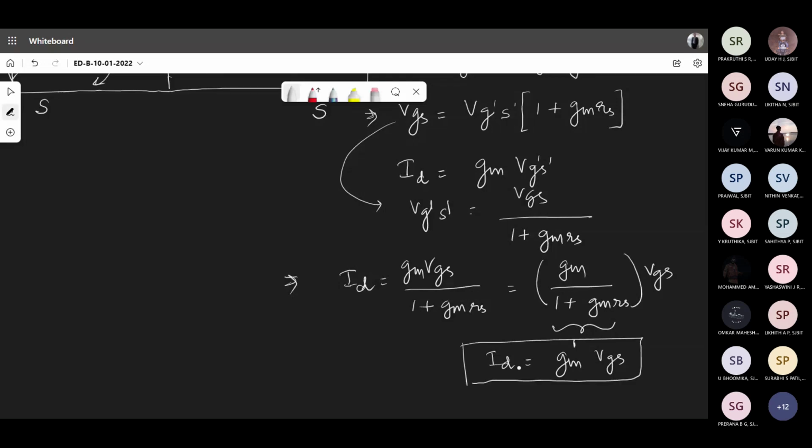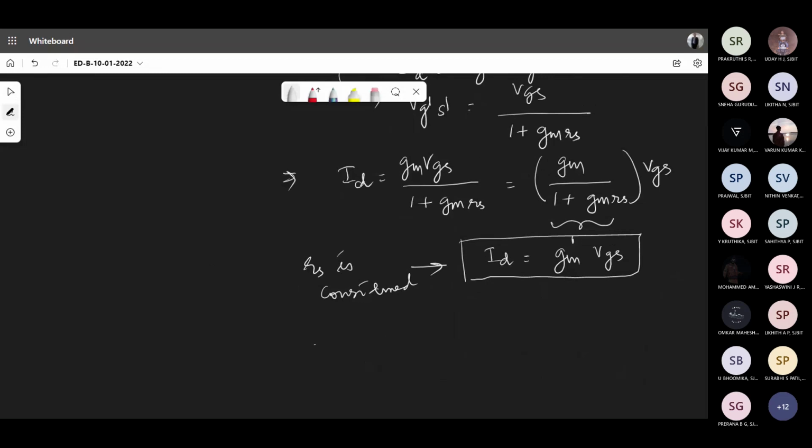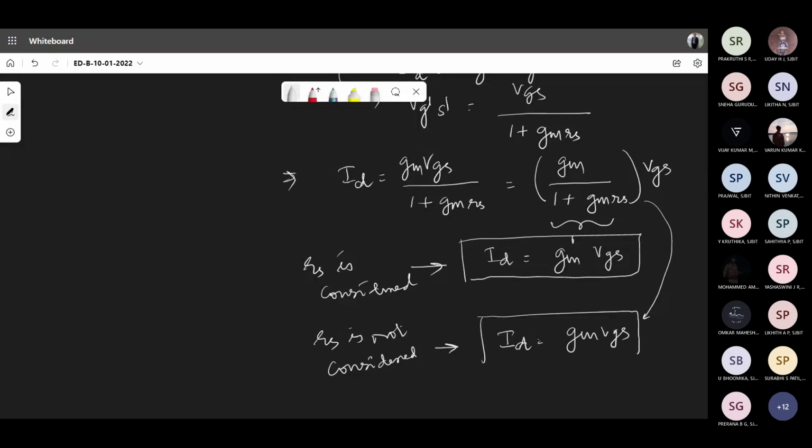So now we have got two equations. One is GM dash times of VGS, which comes into picture when RS is considered. When RS is not considered, RS is set to 0, so the same equation turns out to be ID is equal to GM times of VGS. Earlier it is GM dash, now it is GM.